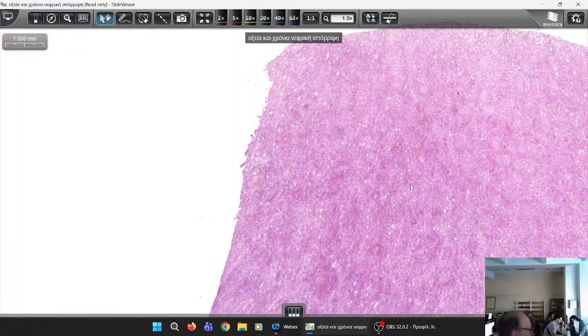Yes, please? So this is host versus graft. Host versus host, right? No, this is the transplant that entered the patient. The patient is the host versus the transplant. Yes, this is rejection. It's not graft versus host. Yes.